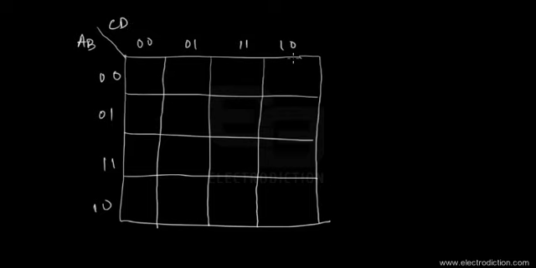Right now we need to number up the cells. So 0, 1, 2, and 3. Then we've got 4, 5, 6, and 7. And then 8, 9, 10, and 11. And we've got 12, 13, 14, and 15 right over here.